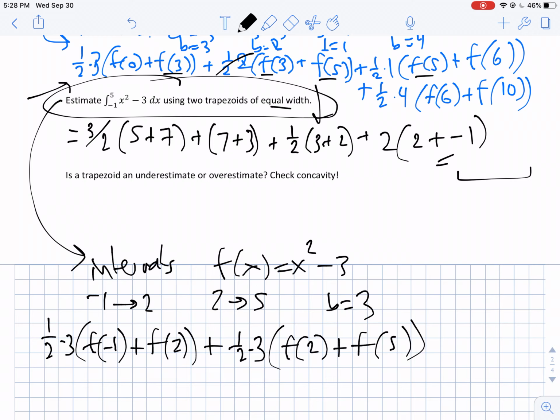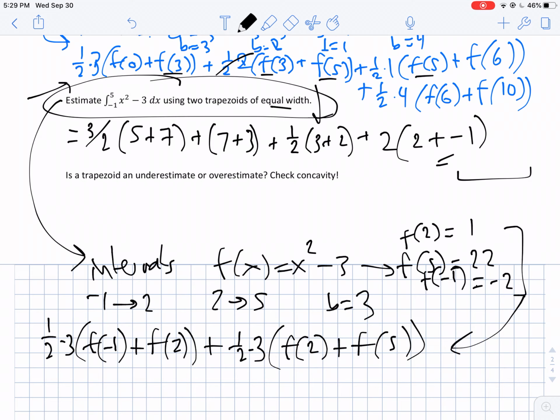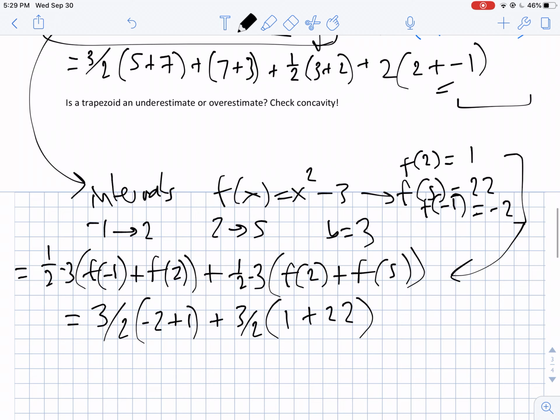And again, you could just find these values, right? Looking at this, f of 5 is 5 squared minus 3, which is 22. F of 2 is 2 squared minus 3, which is 1. F of -1 is 1 minus 3, which is -2. And then those are the values that you would plug in and get a number for this. So I guess we could do that. That's 3/2 times, okay, so -1 and 2, that's -2 plus 1, and that's 3/2 times 1 plus 22. So that'll turn out to be 3/2 times -1, so -3/2. Oh, geez, plus 3/2 times 23, and you can see why I didn't want to finish the problem.